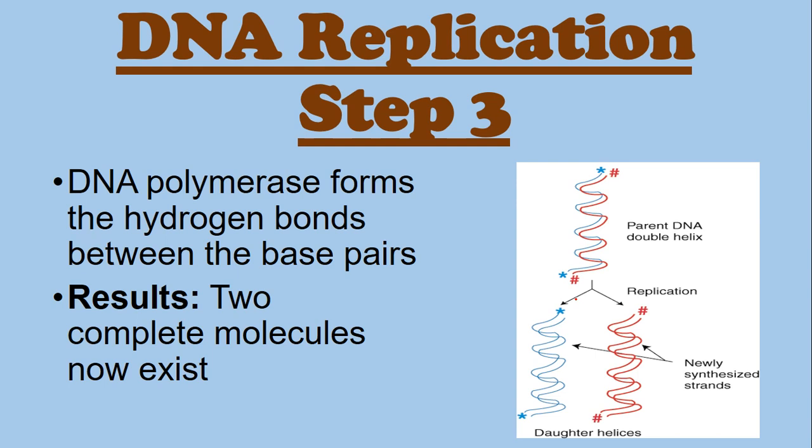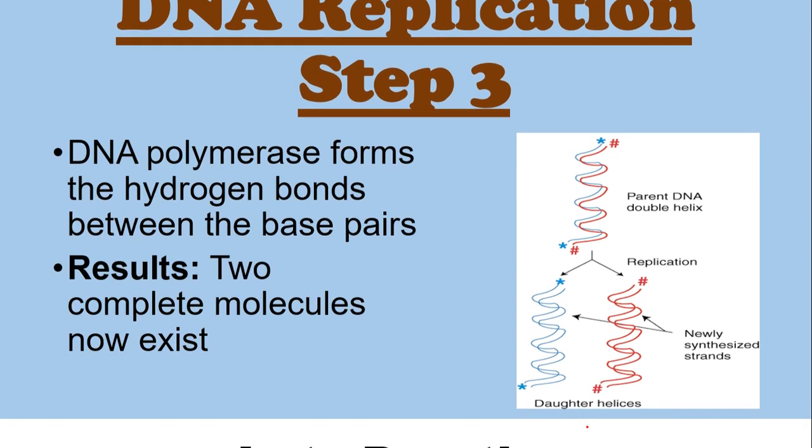So you have two sets of DNA. One side of each was from the original DNA strand. You can see that here, stars and pound sign. Each of the new ones have one of those, and then the other side is the newly formed side of the DNA. And this is all happening all at once.